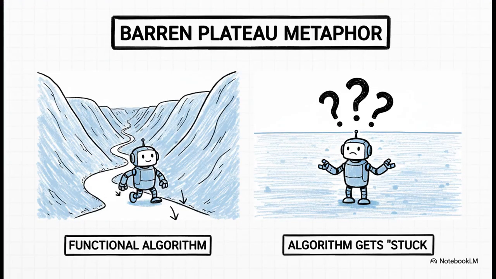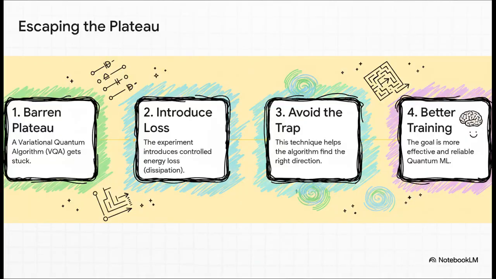But it's not always smooth sailing. One of the biggest roadblocks in quantum machine learning right now is this thing called the Barren Plateau. Just imagine, you're training an AI to find the lowest point in a valley, right? But the landscape is almost totally flat. The algorithm has no idea which way is downhill, so it just gets stuck. It stops learning.